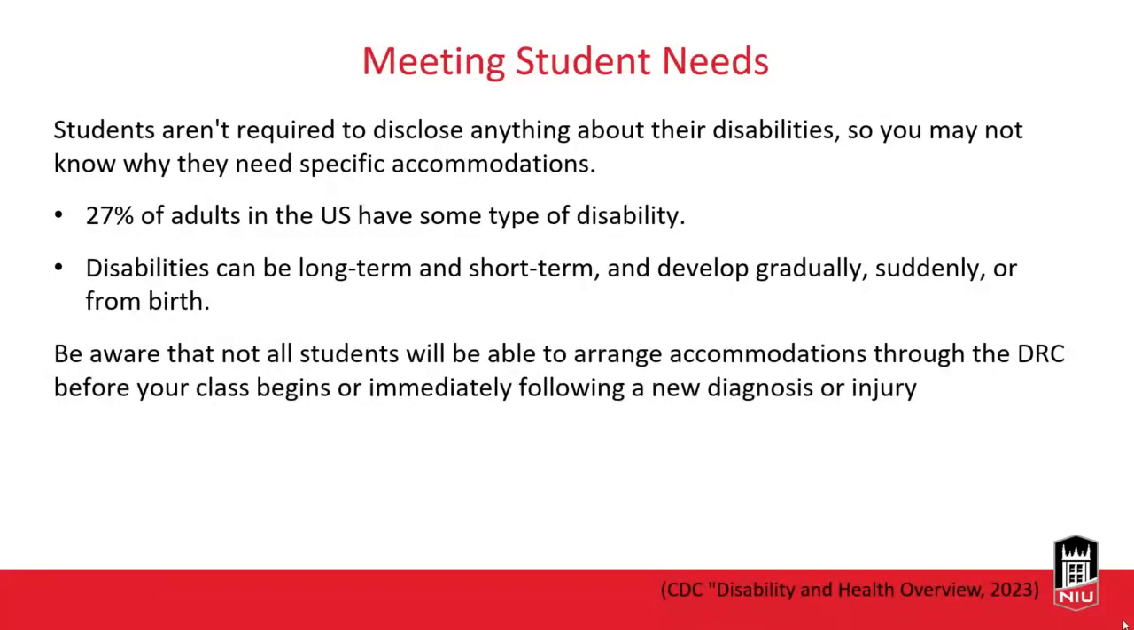It's also important to recognize that 27% of adults in the U.S. have some type of disability, and that disabilities are long-term, short-term. They can develop gradually. Suddenly, it can be something from birth. So when we are thinking about disabilities and accommodations, just be aware that not everybody is going to have accommodations right from the get-go when they're coming into your class. Maybe they haven't been diagnosed. Maybe things are shifting with their body. Maybe they have a sudden injury, which causes a temporary disability. And all of those are reasons why they might need accommodations and they might need something to become more accessible to them.